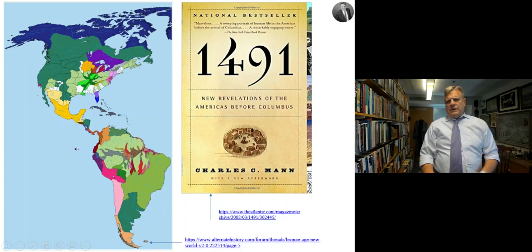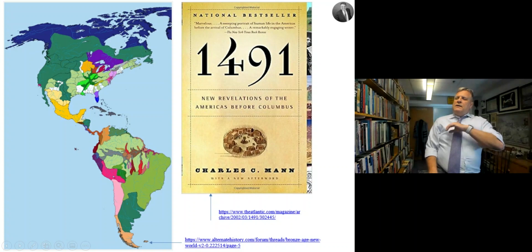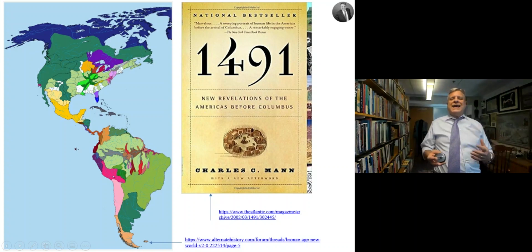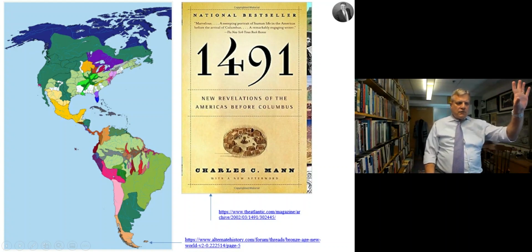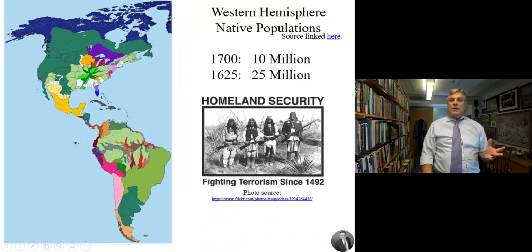I encourage you to take a look at this wonderful book by Charles Mann, the second edition. It's called 1491. It'll give us a glimpse of what was happening in the Western Hemisphere before the point of European contact. Of course, there were thriving tribal nations, but how large? If we imagine the Western Hemisphere's population among natives, about 10 million top to bottom in 1700. At 1625, maybe 25 million.